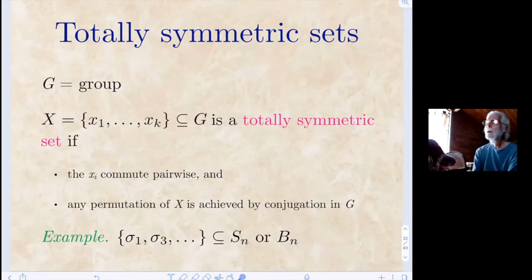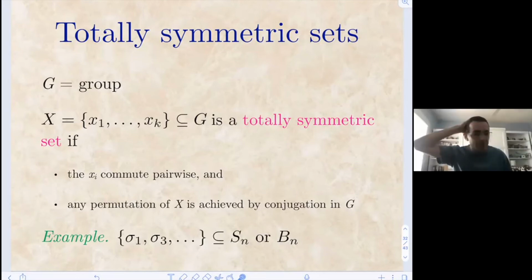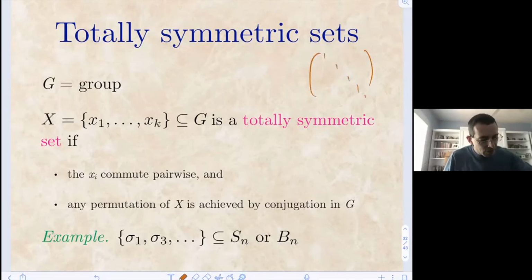Other examples of totally symmetric sets would be in the general linear group. You can take the identity and put a minus sign somewhere. So there's n different elements like that. They all commute. And given any permutation of those elements, you can conjugate, is that correct? I think so. Any permutation of those elements is just a permutation of 1 through n, which you can achieve by conjugation by that permutation matrix. Okay, so that's another example of a totally symmetric set.